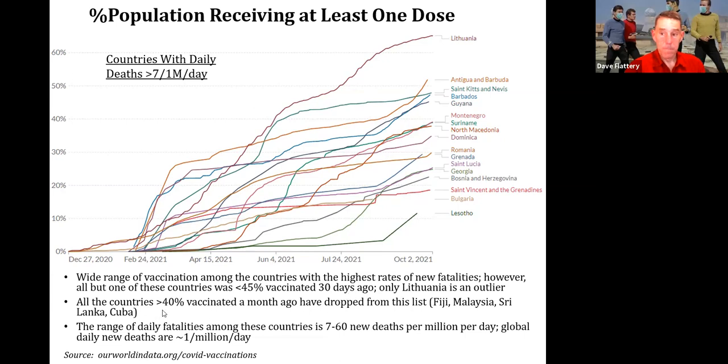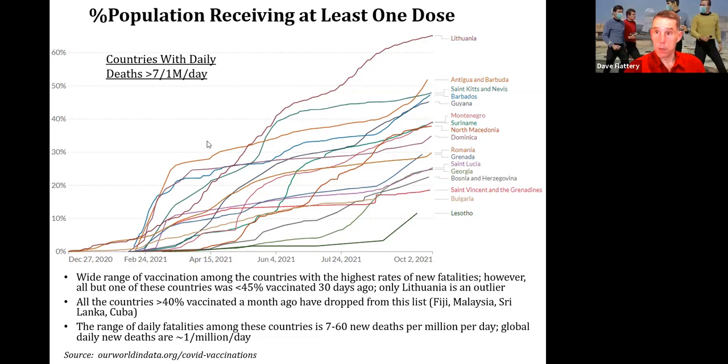And interestingly, all the countries that became more than 40% vaccinated a month ago that were on this list last month are off it now. So Fiji, Malaysia, Sri Lanka, and Cuba were all on this list in terms of having the highest per capita fatalities. And they've all crossed into that greater than 50% vaccinated and have fallen off this list. So there does appear to be, through this grouping and partitioning analysis, some correspondence between high levels of vaccination and low levels of per capita fatalities, which isn't surprising based on all the data we have on hospitalizations and severe illness being really dramatically reduced in the vaccinated populations.